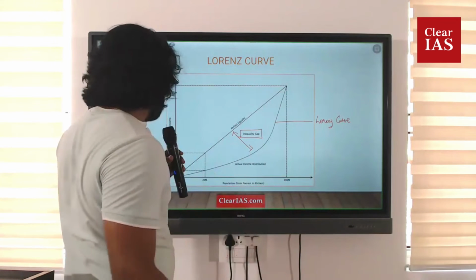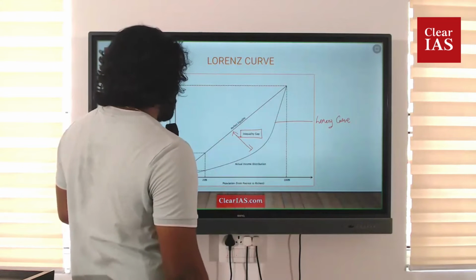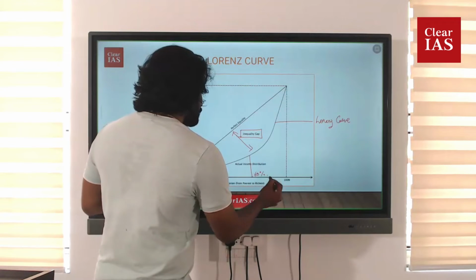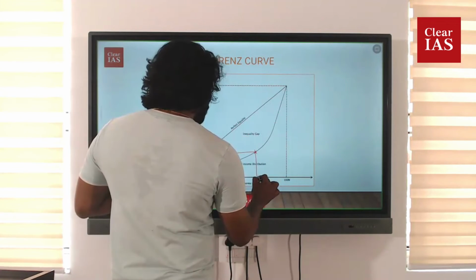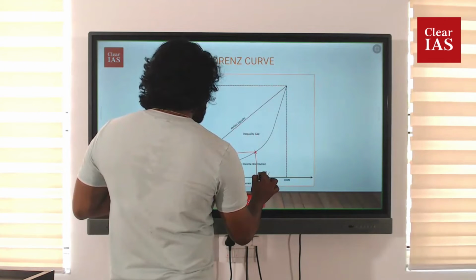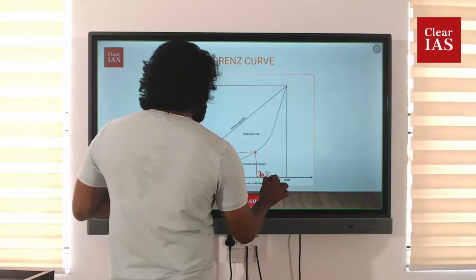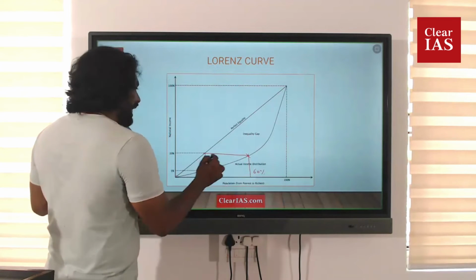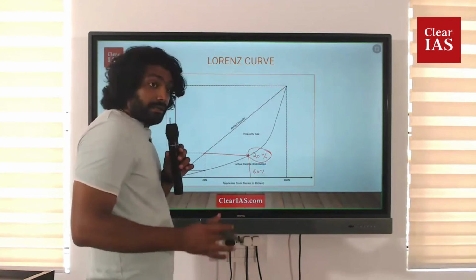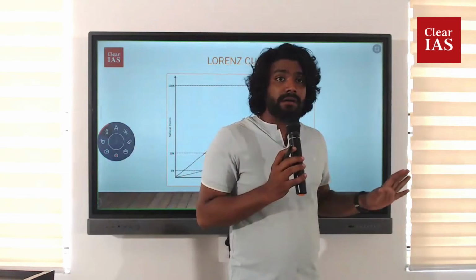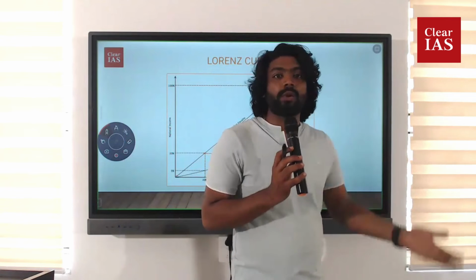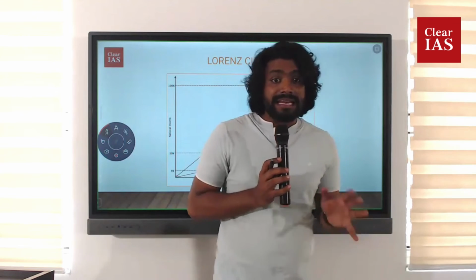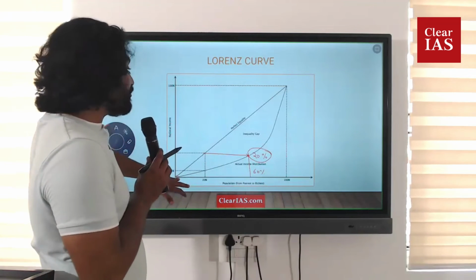Take a point on the graph. We'll take 60% of the population, and see where the graph is pointing. So 60% of the population has only 20% of the wealth. Out of 100 people, 60 have only 20 crores. The rest, 40%, have 80 crores. This is the difference in income redistribution. This is the real Lorenz curve.